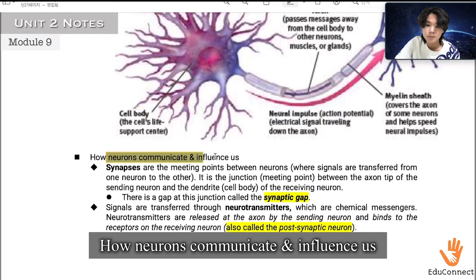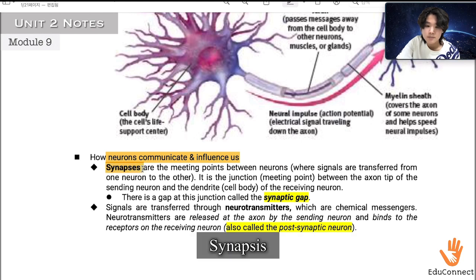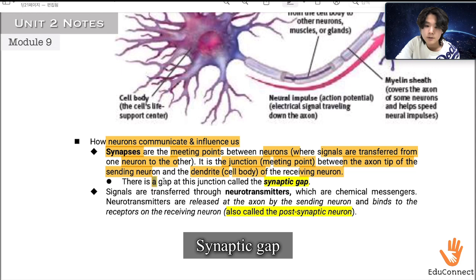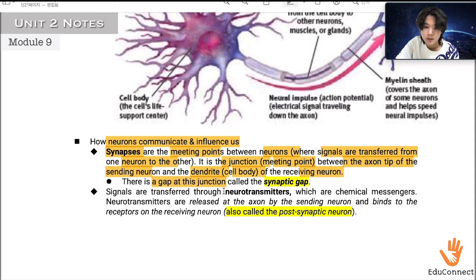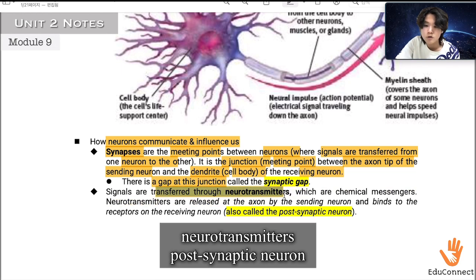Now, how neurons communicate and influence us. Synapses are the meeting points between neurons. It's where signals are transferred from one neuron to the other. It is the junction or the meeting point between the axon tip of the sending neuron and the dendrite, called the cell body of the receiving neuron. There is a gap at this junction called the synaptic gap. Signals are transferred through neurotransmitters, which are chemical messengers. Neurotransmitters are released at the axon by the sending neuron and bind to the receptors on the receiving neuron, also called the postsynaptic neuron.